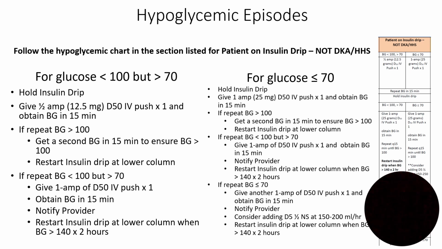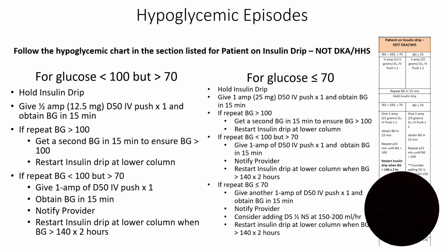If repeated blood glucose is less than 100 but greater than 70, give 1 amp of D50 IV push times 1 and obtain blood glucose in 15 minutes. Notify the provider. Restart insulin drip at a lower column when blood glucose is greater than 140 times 2 hours.